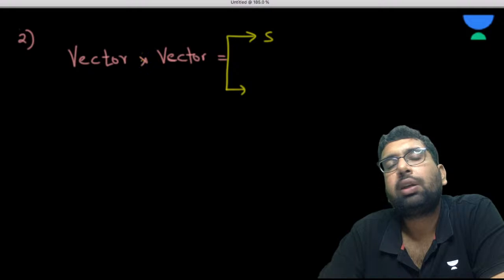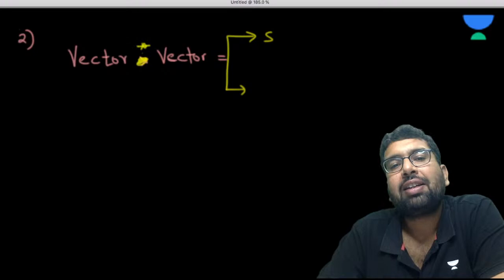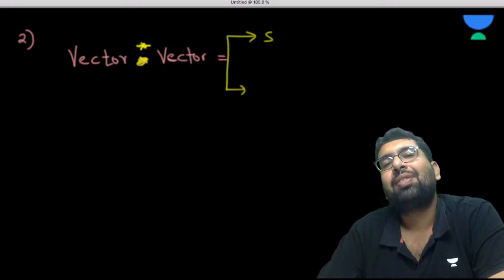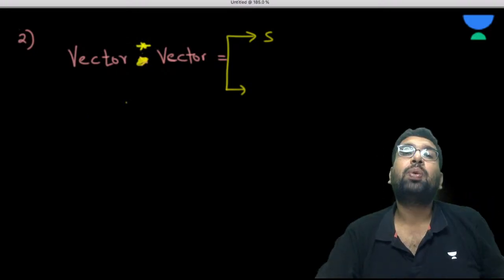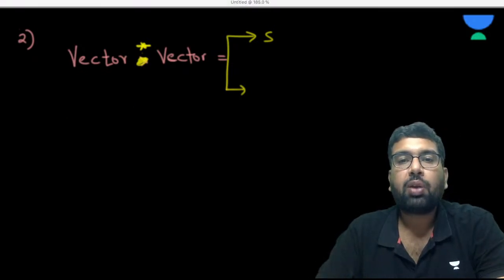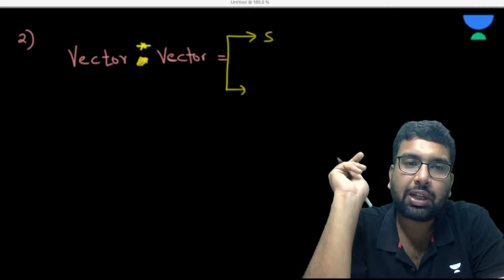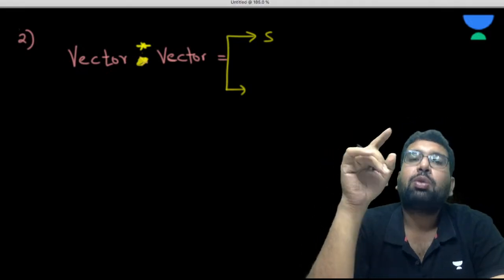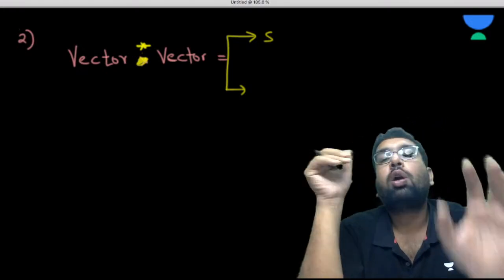The cross product sign is the same, so I'll just write this: star. Star, not multiply. If you are using a laptop or computer and you have to use multiplication, you use the star. So remember, don't confuse it with the cross product.